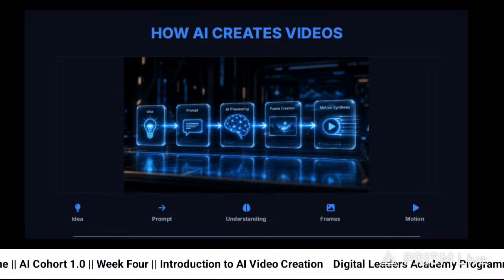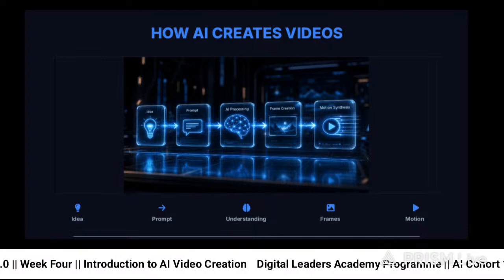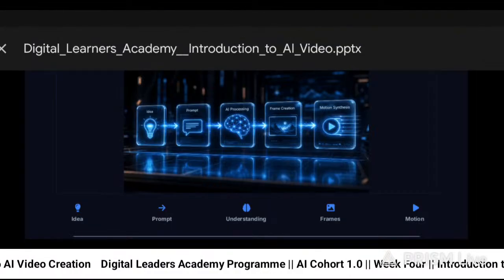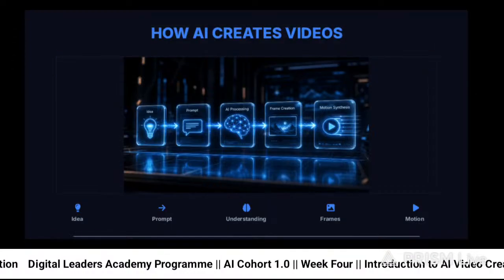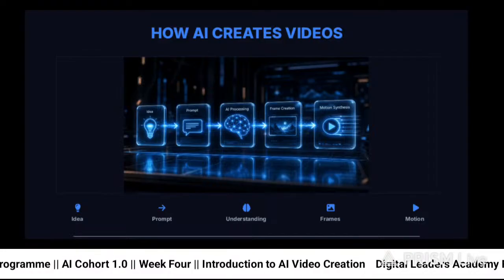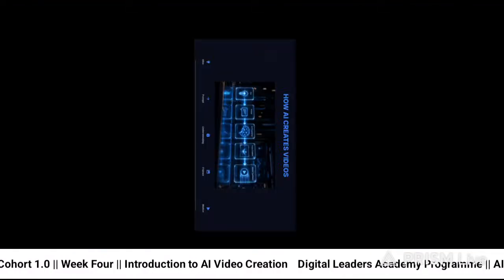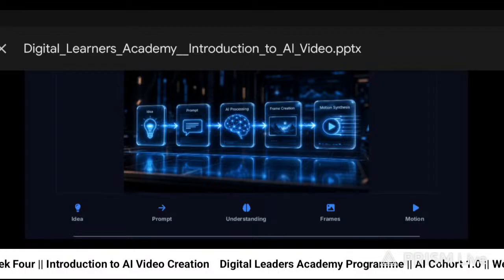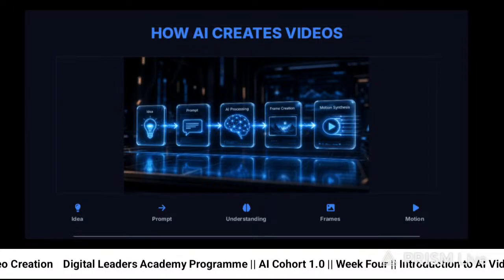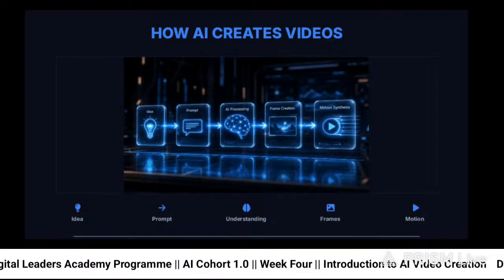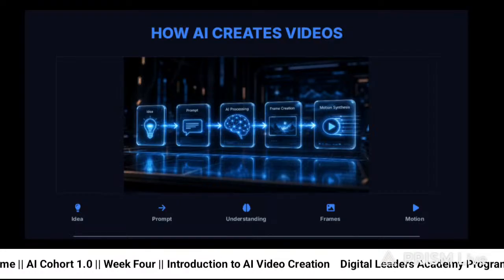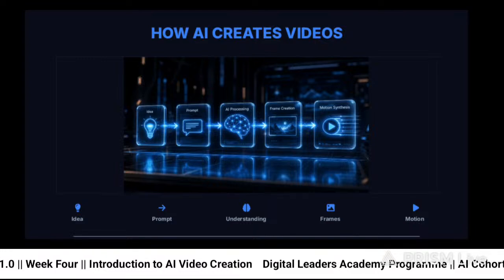So from there we go to the prompt. From the prompt to the AI processing. From the AI processing, we go down to the frame creation, and from the frame creation, we go down to the motion, how we get the characters to move and interact. To the next slides.